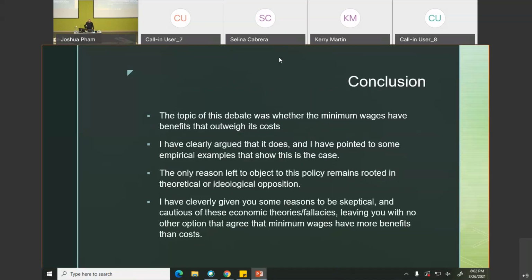So the topic of this debate was whether the minimum wages have benefits that outweigh the cost. I think that they do. I've tried to convince you that they do. I've argued that it does. I've pointed to some empirical examples as to why, and some theoretical reasons as why. So the only reason really left is an ideological or theoretical one, right? When we've all gone to our micro classes, our intermediate micro classes, our public choice, we've all learned standard mainstream economic theory, right? And so we have sort of a selection bias as well.